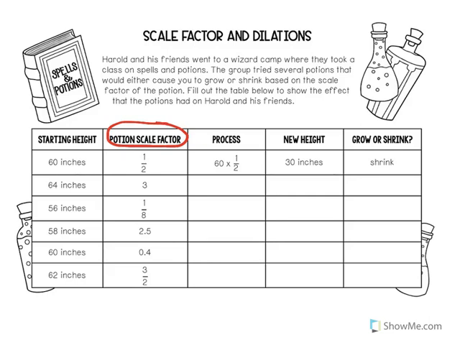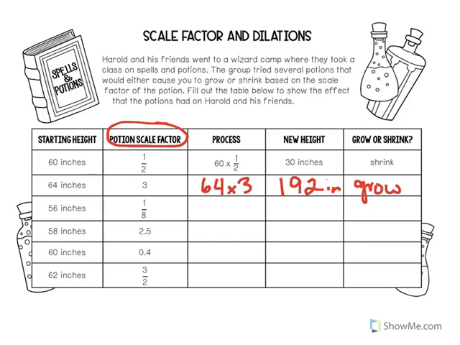As you can see, if I start at 60 inches tall and I'm taking half of it, that means I'm multiplying by half, and that would give me 30 inches. Well, 30 is smaller than 60, so I shrunk. What if I am scale factor of 3? I know 64 times 3 is 192 inches, and that is obviously way bigger than what I started, so that means I'm growing.